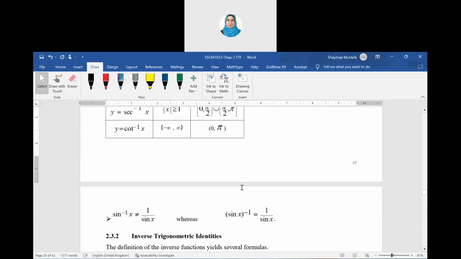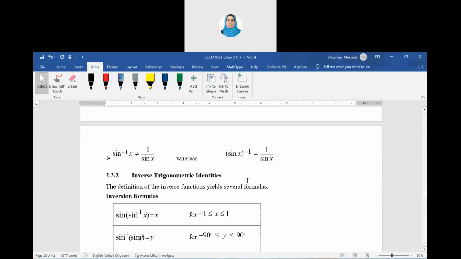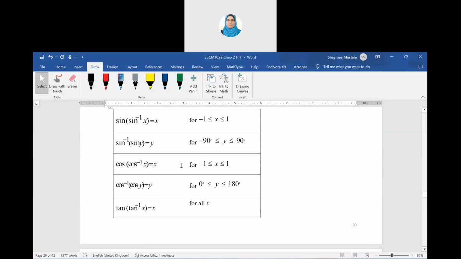I show you this because when I solve questions, you need to be careful about the domain and the range of the inverse. For example, we know that a function and its inverse cancel each other. For example, sine inverse sine x should be equal to x. Sine of sine inverse y should be equal to y. Cos inverse cos x should be equal to x. Cos of cos inverse y should be equal to y. Tan inverse tan x should be equal to x.